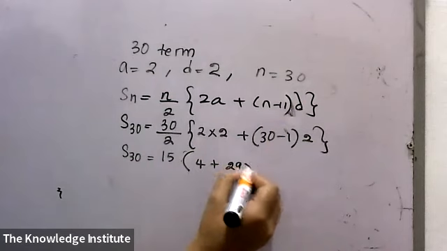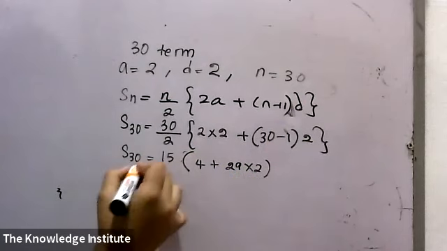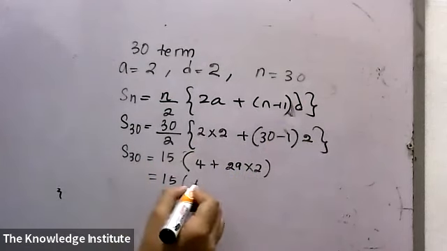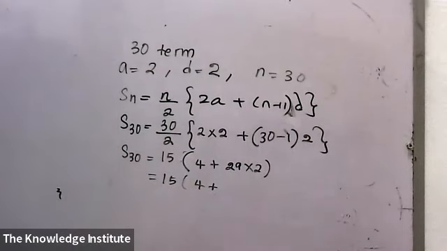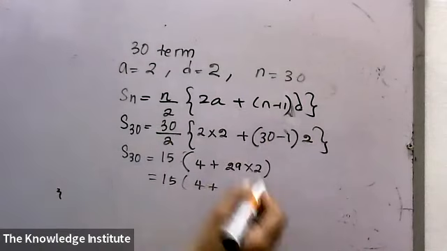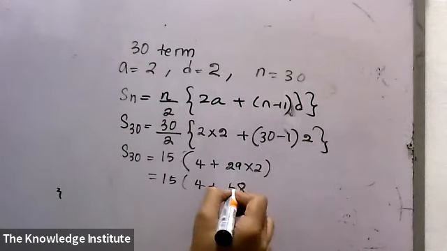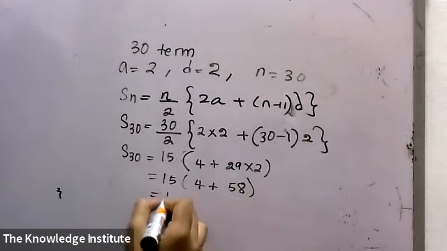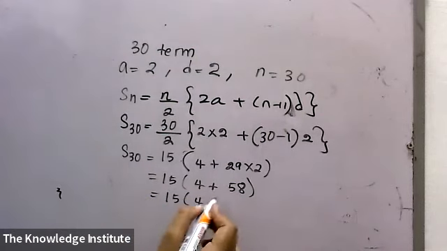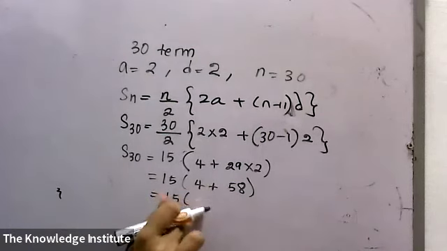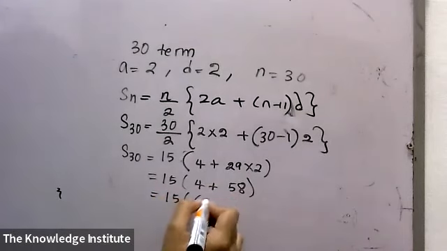29. 29 into 2. 15 again. 4 plus 29 into 2 is? 58. 15, 4. 58 plus 4 is? 62.